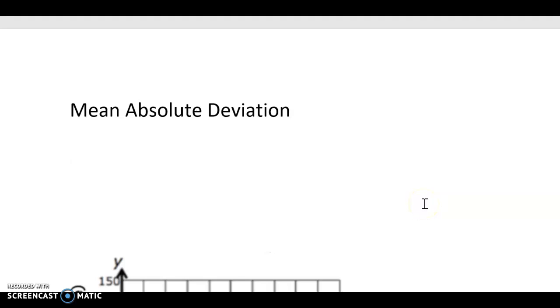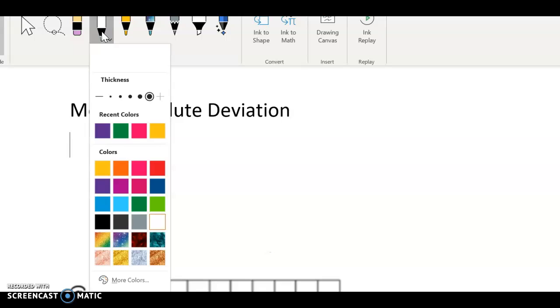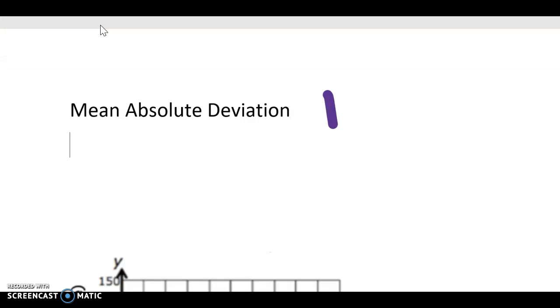Mean absolute deviation. I'm going to go over a couple of things about mean absolute deviation, and the first thing I'm going to do is talk about what it is and what you're going to have to do. So mean absolute deviation is a number.